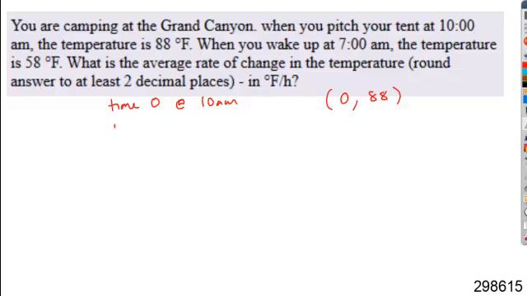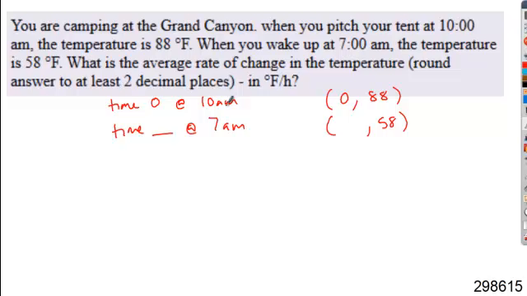So I have the hours as my x and the degrees Fahrenheit as my y. That means the time the next morning at 7 a.m. is going to represent, again, a y value or a temperature of 58, but it's going to represent an x value or a time value of... So if we go from 10 a.m. to the next morning at 7 a.m., how are we going to measure that? What's the total number of hours that expire between those times?